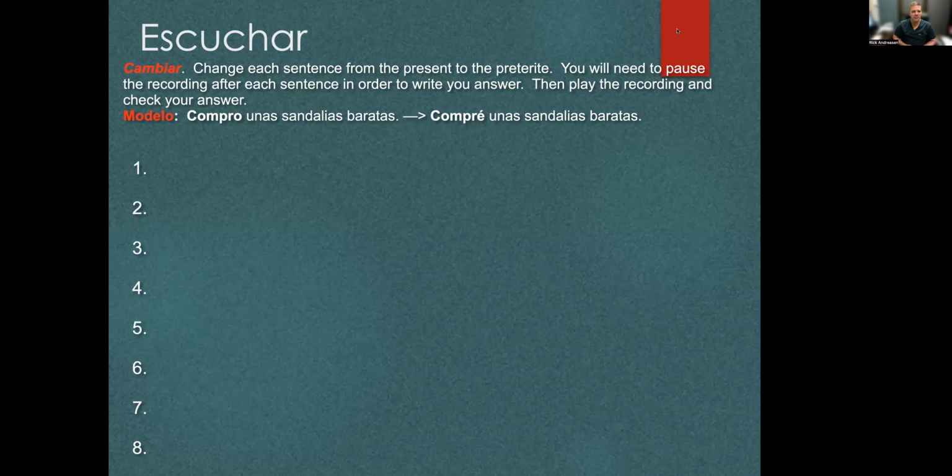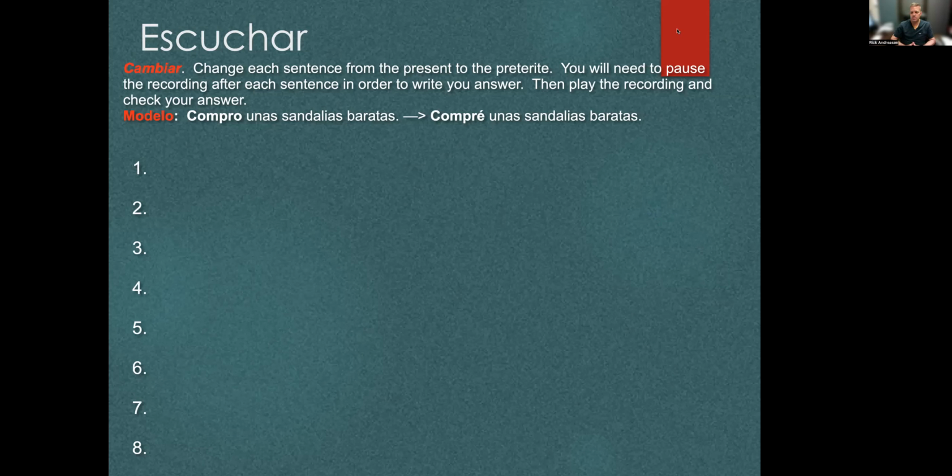Okay, last slide. This one you're going to listen to a series of sentences. So number your papers from 1 through 8. You're going to hear a sentence in the present tense. And all you're going to change is just the verb into the preterite, the one-word past tense. So it'll give you the modelo and tell you what it's talking about. You may need to pause the video after each one to give yourself some time to hear the sentence and then write it out with a change in the preterite tense.